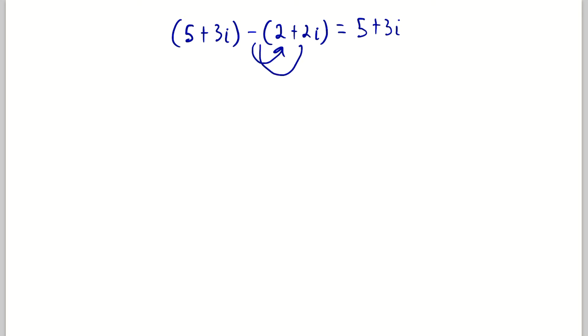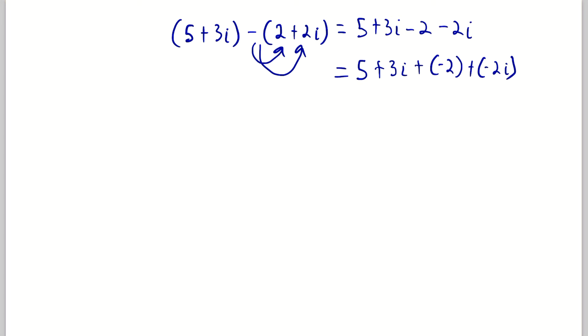Let's say we have 5 plus 3i, and from that we're subtracting, let's say, 2 plus 2i. So if we rewrite this without parentheses, again we start with 5 plus 3i, then we have to distribute the negative, so we have negative 2 and negative 2i. So we subtract 2, and then we subtract 2i. And then again, we can write this as the addition of negatives rather than subtraction. So plus negative 2 and plus negative 2i.